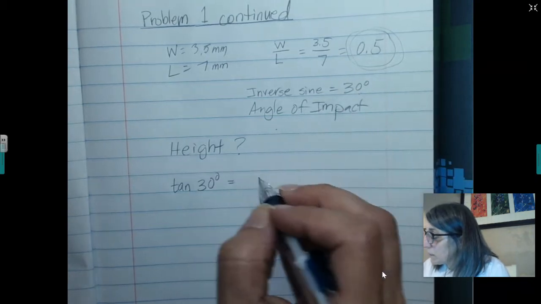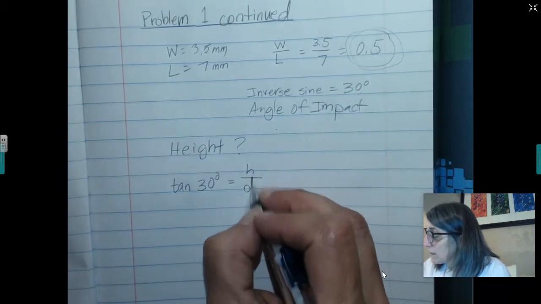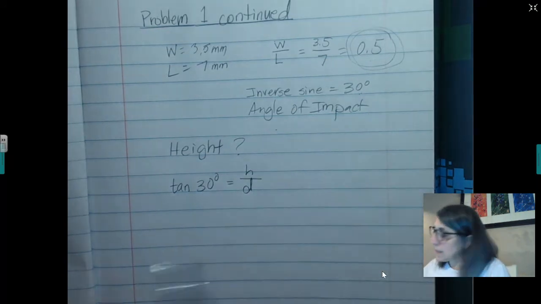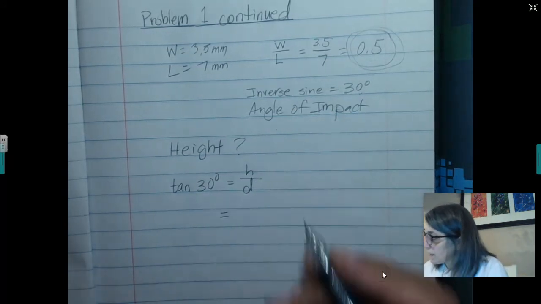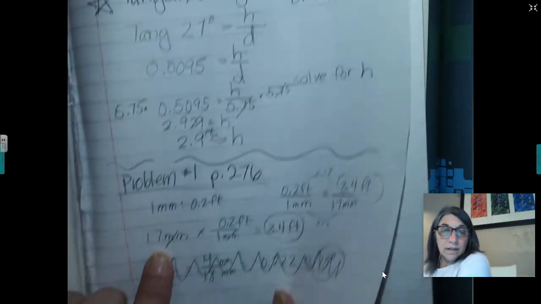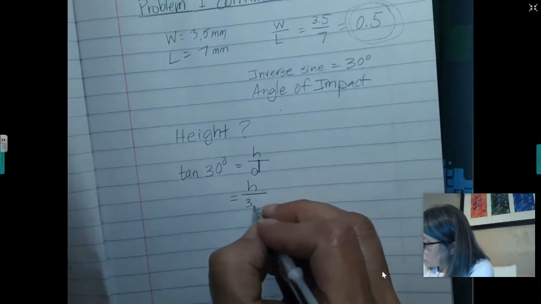And it is going to be equal to the height over the distance. Okay, what was the distance? What was the distance again? If I rewrite this, the distance, we calculated that back here on the previous page. It was 3.4 feet. So that was 3.4 feet.